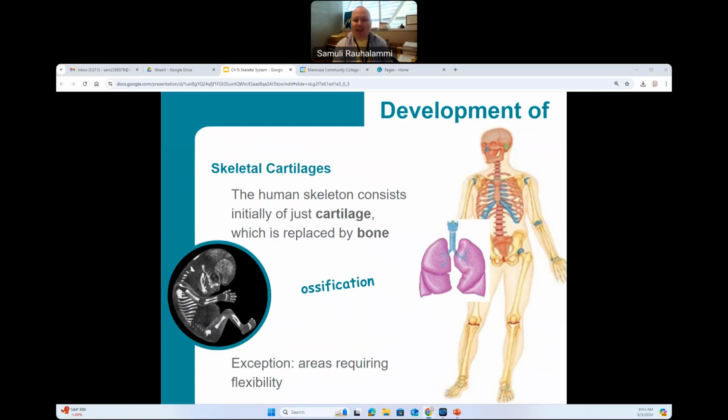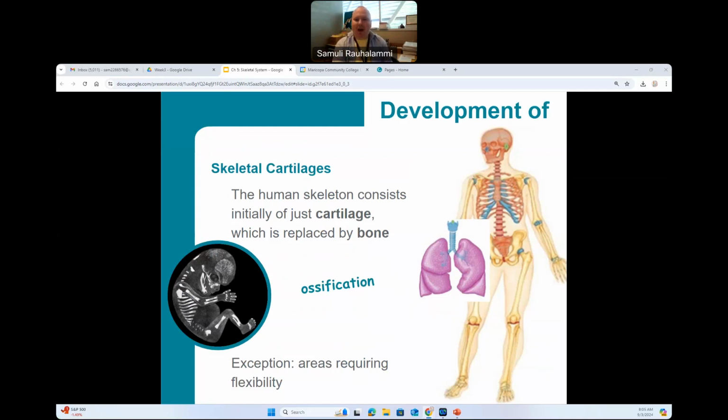We're also going to see elastic cartilage. Elastic cartilage is made of elastic fibers, and that includes, for example, our external ear and our epiglottis, so that little flap-like structure at the voice box region.